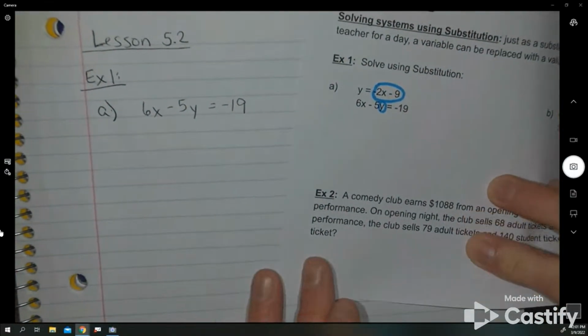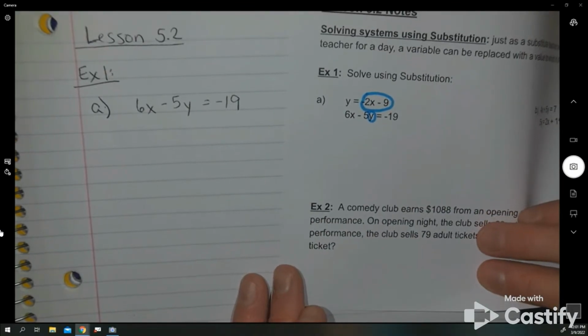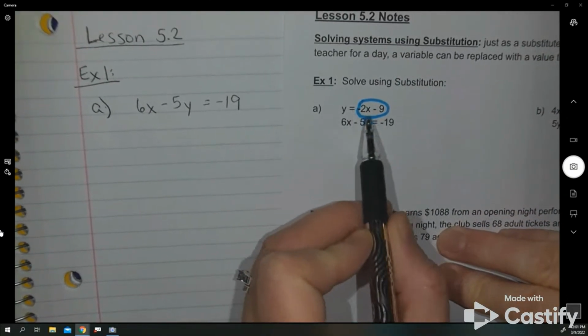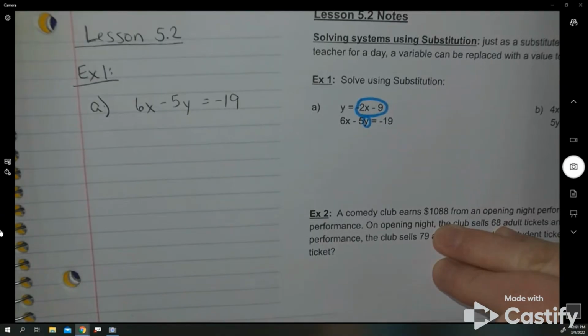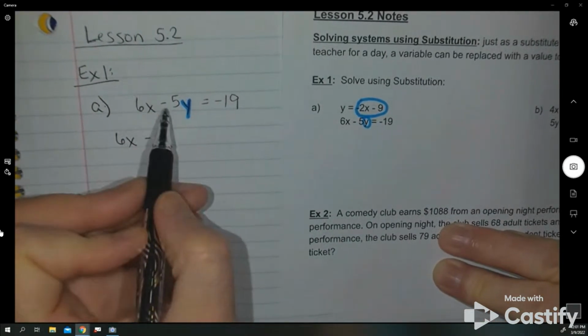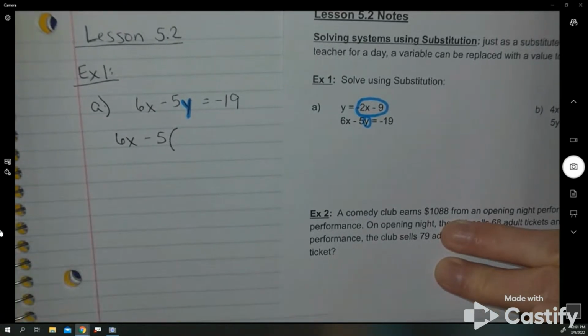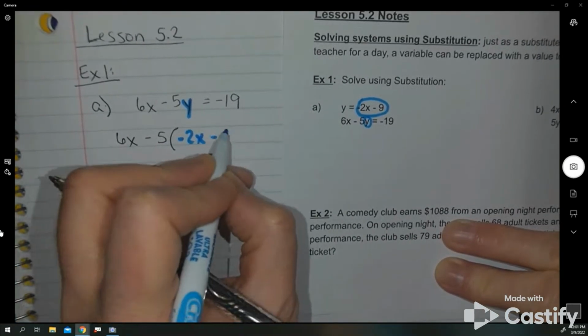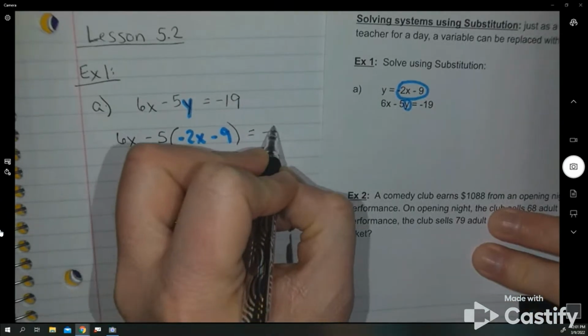Now, whenever I'm solving systems using substitution, I always want to make sure that I have one equation that has either y equals or x equals. So in this case, I have y equals negative 2x minus 9. So that entire piece of information is going to replace y in my other equation. So I have 6x minus 5. Now remember, it means negative 5 times y. So everything that y is equal to is going to go in the parentheses. So negative 2x minus 9. And that's equal to negative 19.